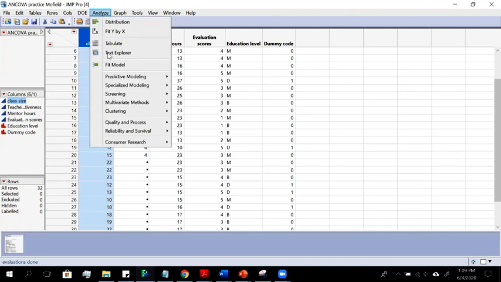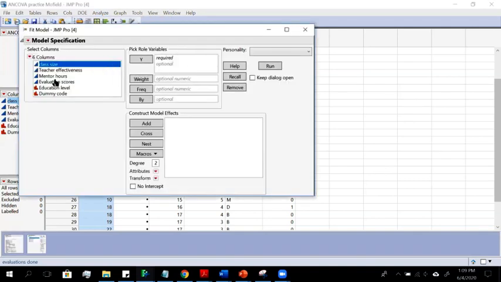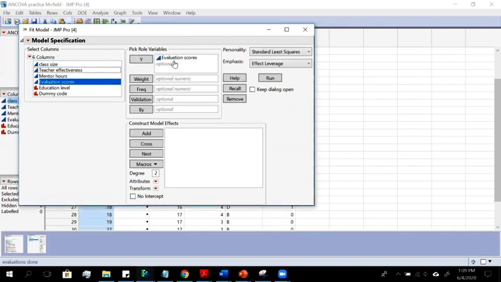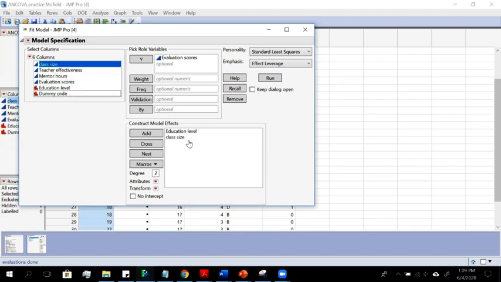So what I do, I go to Analyze, Fit Model. My dependent variable is evaluation scores. I'm looking at differences in education level, and I'm going to add my covariate, class size. But I'm also going to look at the interaction of these two. This interaction is going to allow me to see something about the regression of slopes. I select class size and education level at the same time by holding control, and I click cross, and that gives me the interaction.